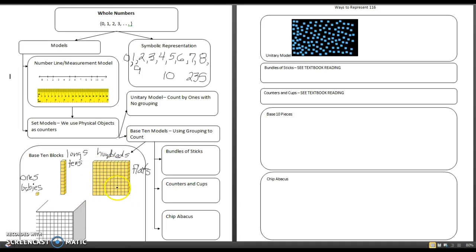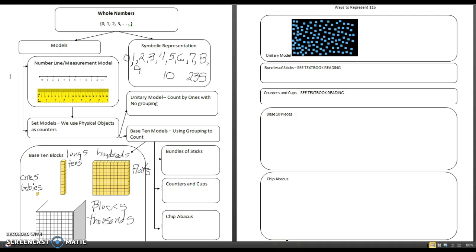Then you imagine taking 10 of these hundreds, 10 of these flats, putting them side by side, and it would turn into these blocks here. So we refer to these as blocks, and you can see it's made up of 1,000 of the ones. It would take 100 tens, it would take 10 100s to form this figure. So these are our thousands.